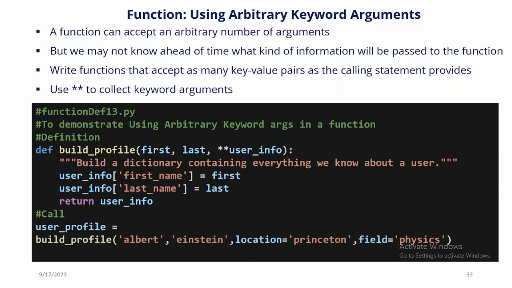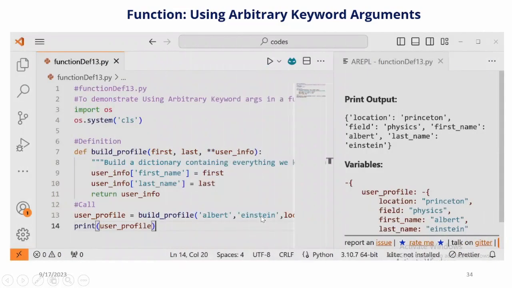So we can call the function: user profile equal to build profile Albert, first parameter which is first name, second parameter which is last name Einstein, location equal to Princeton, field equal to physics. And we say print user profile. So take note, when you were calling the function, you actually created a key value pair. When you run the function, it actually gives you the full dictionary: location Princeton, field physics, first name Albert, last name Einstein.